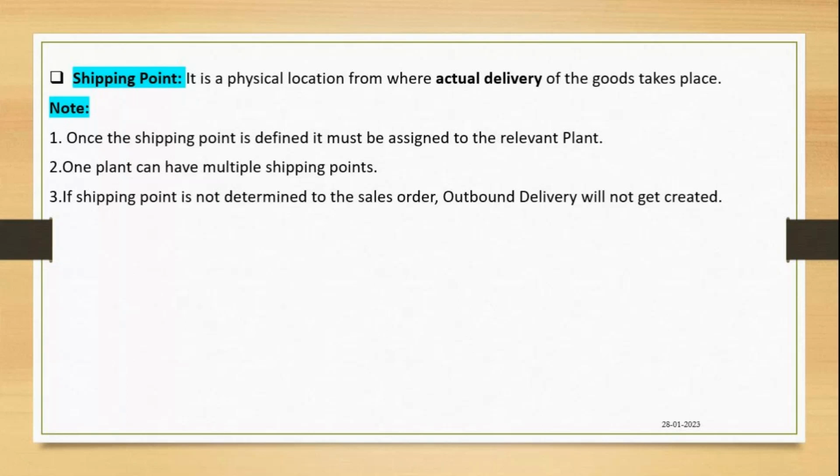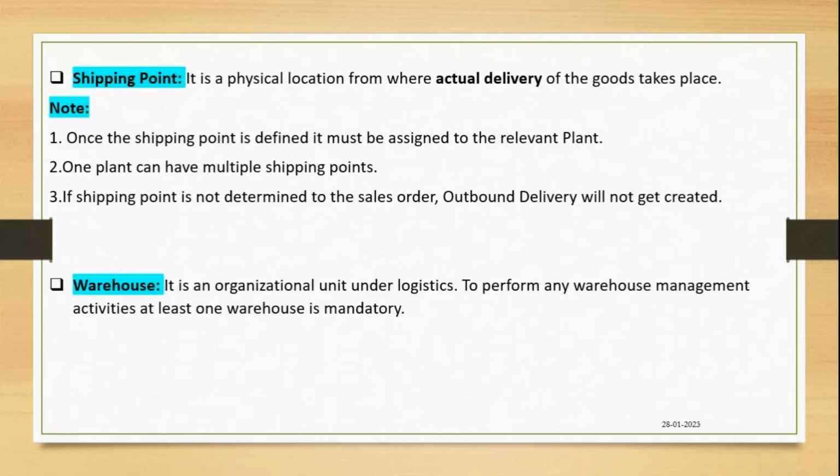Then the last one is warehouse. This is an organizational unit under logistics. To perform any warehouse management activities, at least one warehouse is mandatory. Usually nowadays, this warehouse is addressed through the EWM module. So warehouse is also needed.